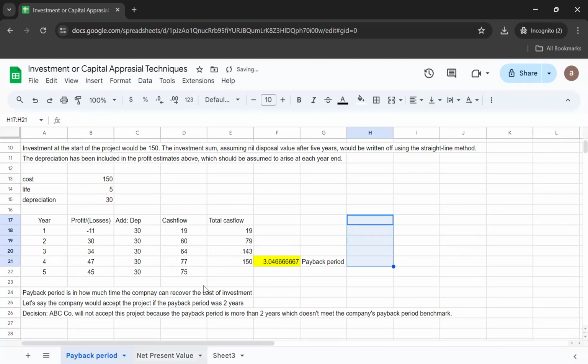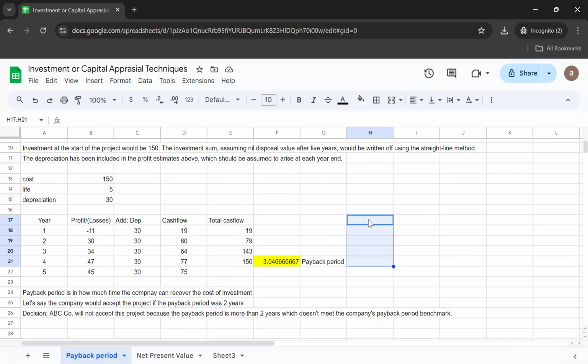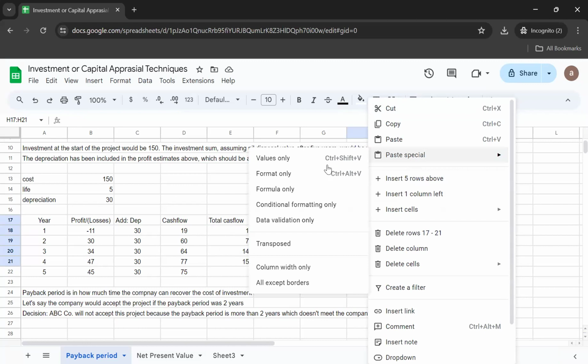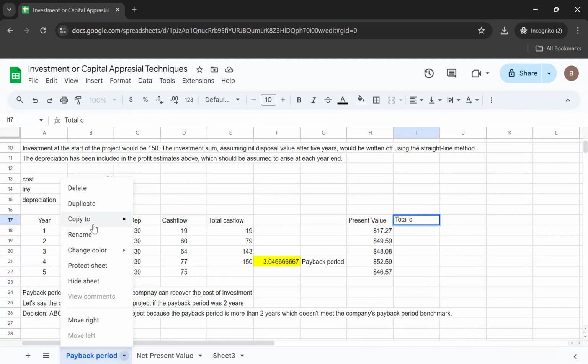Let me just copy the values actually instead. Paste special, and I want the values only. Right, so we are using the discount rate that we have used before. Now this is the actual cash flow, right? So now we will calculate the total cash flow to calculate the discounted payback period. Actually, this is called discounted payback period.